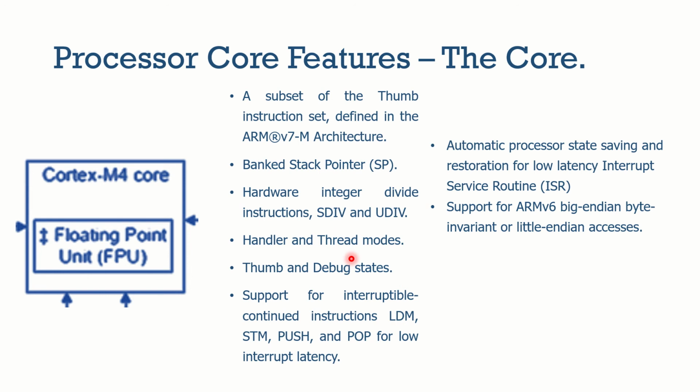The core features are to be understood. A subset of the Thumb instruction set is defined in the ARMv7-M architecture, and we follow the same core architecture. We have a banked stack pointer. The most important development from the previous versions is that we have the instructions SDIV and UDIV, which are called integer divide instructions, or hardware integer divide instructions. SDIV and UDIV are present here.